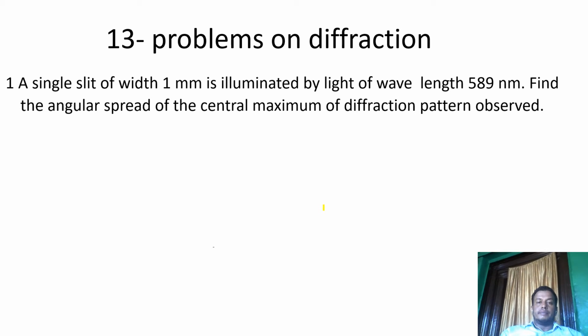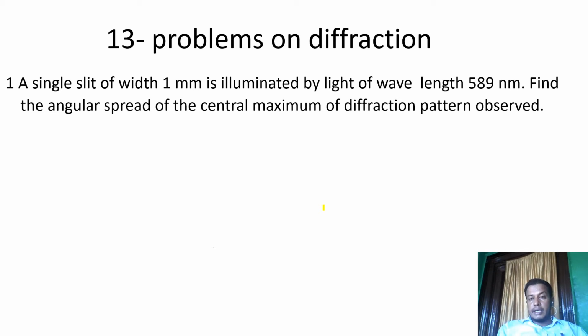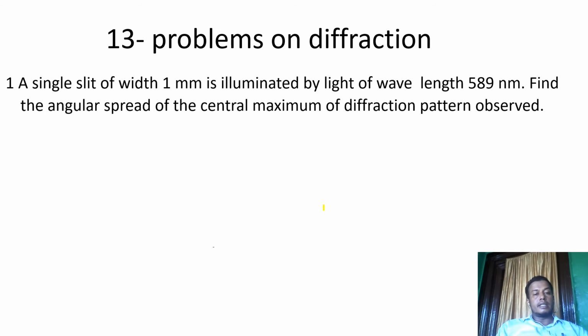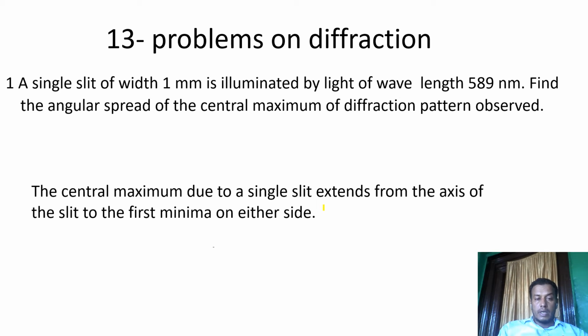A single slit of width 1 mm is illuminated by light of wavelength 589 nanometer. Find the angular spread of the central maxima of the diffraction pattern. Find the angular spread d theta. It is a single slit experiment, in which the width of the slit is given as 1 mm. The central maxima due to a single slit extends from the axis of the slit to the first minima on either side.